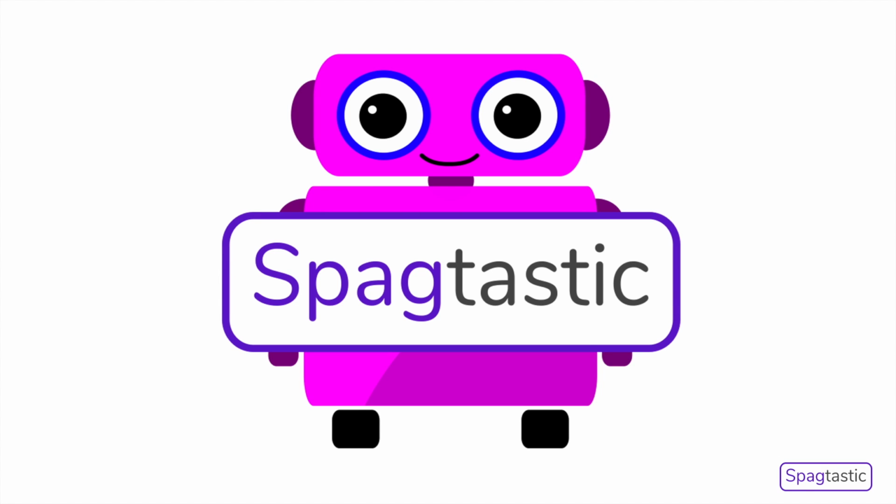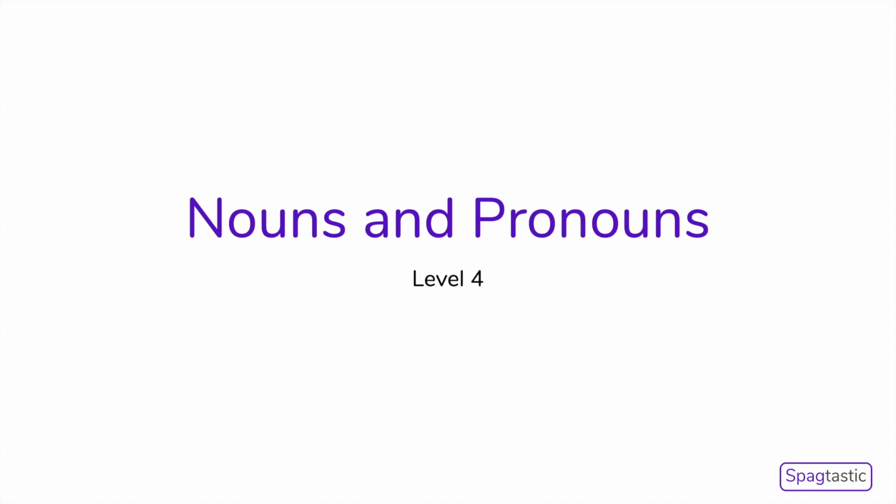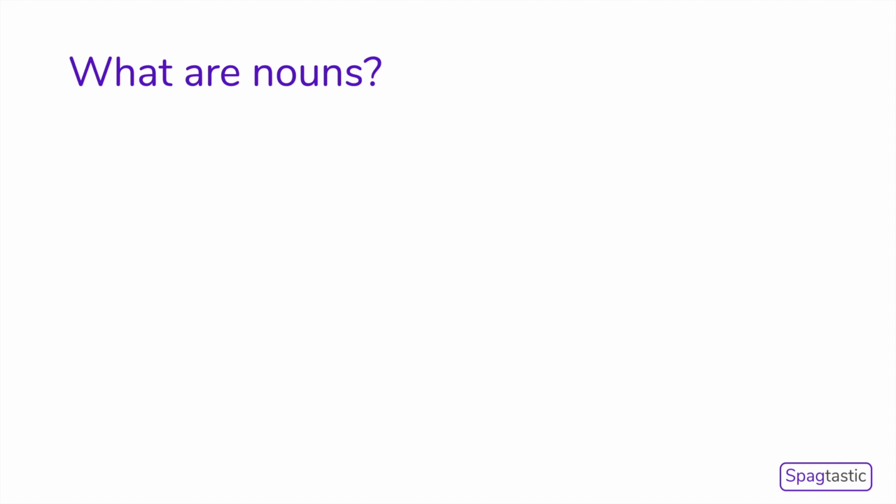Welcome to Spagtastic. In this lesson we are going to learn all about nouns and pronouns. This is a level 4 skill. Let's begin by thinking about nouns. Nouns are naming words and include names of people, places, animals or objects.